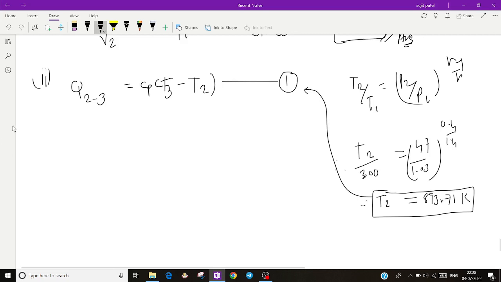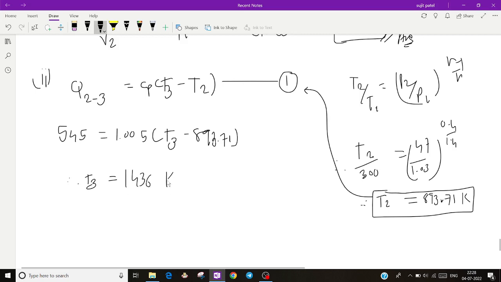You will get heat supply, it is given, that is 545 kilojoule per kg. Cp is 1.005 into T3 minus T2. T2 is 893.71. So when you solve this, you will get T3 as 1436 Kelvin. So this is our second answer.